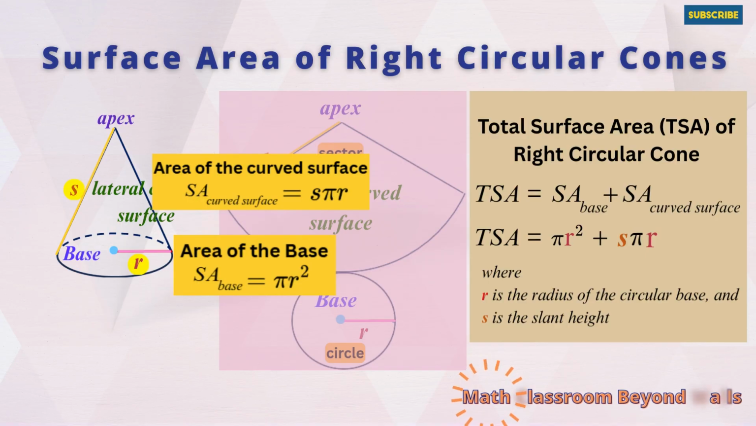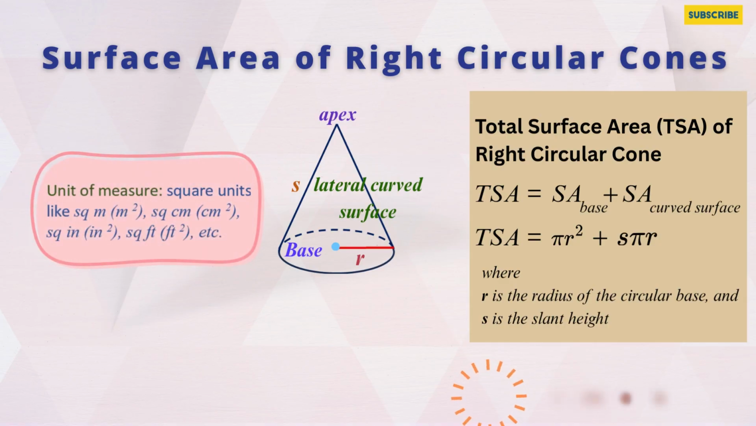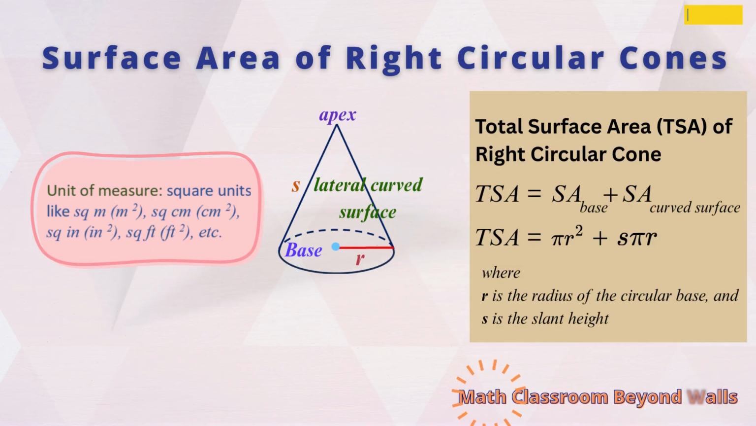To be able to solve for the surface area of the cone using this formula, you have to know the slant height S of the lateral curved surface and the radius r of the circular base of the cone. Since this is an area, the unit of measure is in square units like square meters, square centimeters, square inches, square feet, etc.